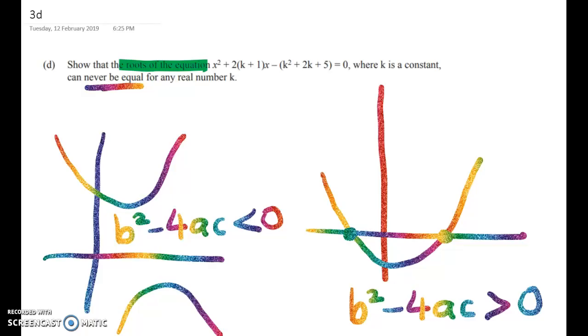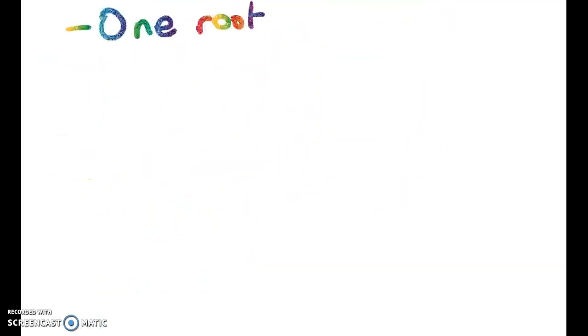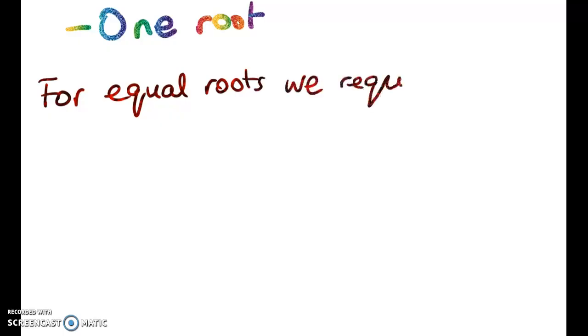So we're asked to show that the roots of the equation can never be equal for any real number k in this equation. So all we have to do now is to find the discriminant and show that it can never be equal to 0. So we want to make sure, if we're doing an excellence question, that we write our communication down really nicely. So we're going to say something like this. So for equal roots, we need, or we require, b squared minus 4ac is equal to 0. And our job is to show that that can't be done.